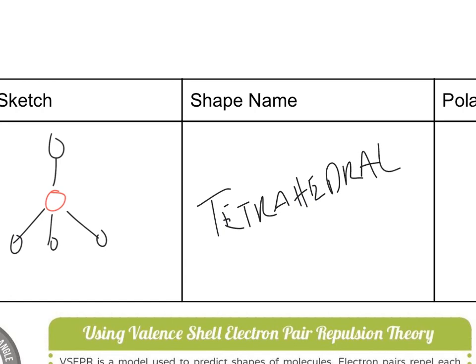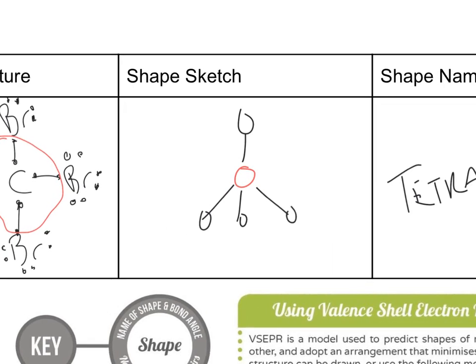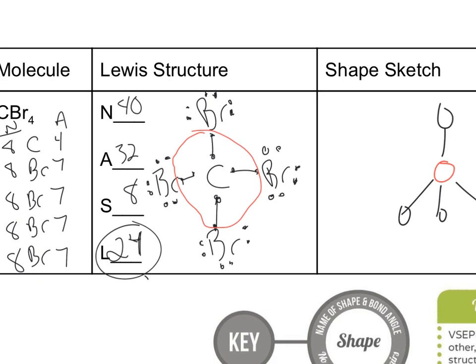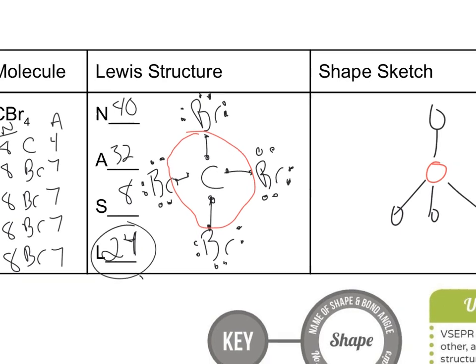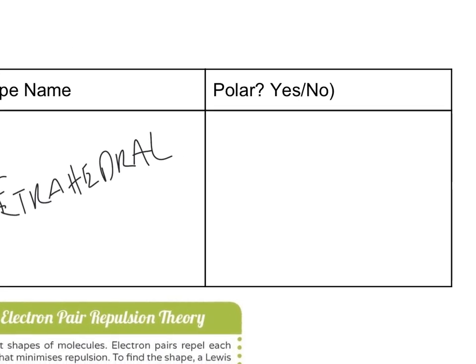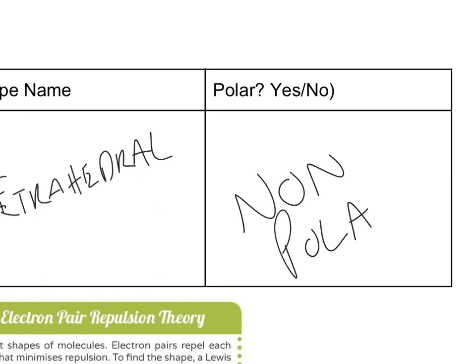And this one, okay, the shape sketch makes it look symmetrical, and this is one where all 4 sides are the same. So therefore, since they're all the same, it is non-polar. Okay, so let's move on.